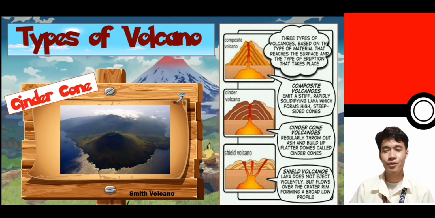An example of a cinder cone volcano is the Smith Volcano, also known as Mount Babuyan. It is a cinder cone on Babuyan Island.